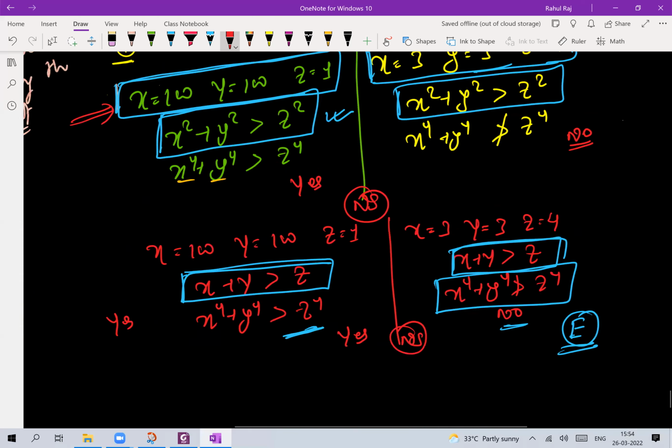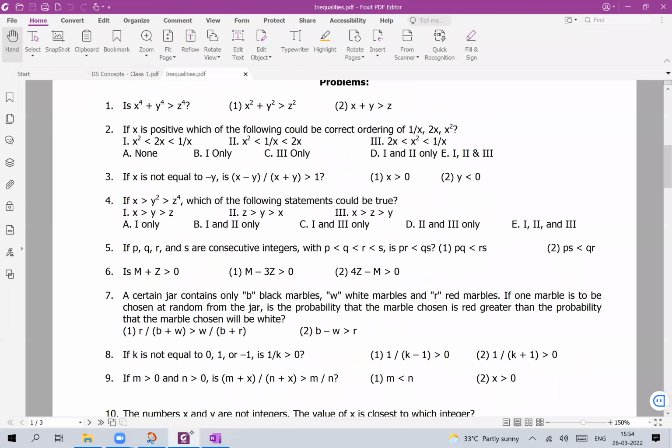So I'll do the second question as well. See here, question number 3. This is also a place where you have to take numbers. There is no other way to solve it. But I promise that 80% of the questions I'll be solving algebraically. I will not take numbers. Okay, sorry, Rahul, which question? Question number 3. Okay.